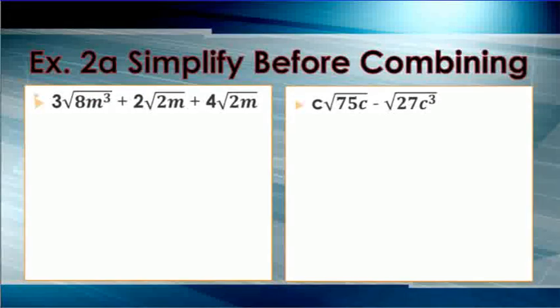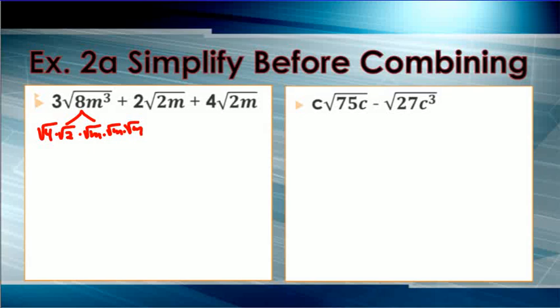Next one we need to simplify before we combine. So breaking down the radicals. And we've done that before, breaking it down with prime numbers or with perfect squares. So for this first one, I can break down the square root of 8m cubed. That would be like saying the same thing as the square root of 4 times the square root of 2 times the square root of m times the square root of m times the square root of m.